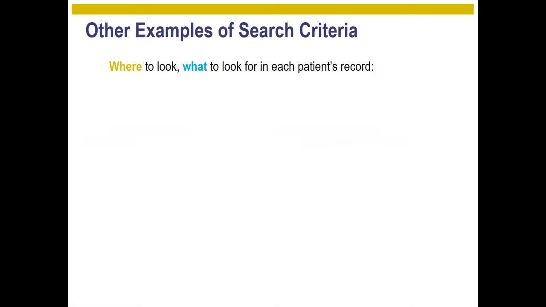Here we've provided a few more examples of search criteria that you may wish to use in your cancer screening searches. As we've demonstrated, every line of criteria is always made up of two parts, where to look and what to look for.